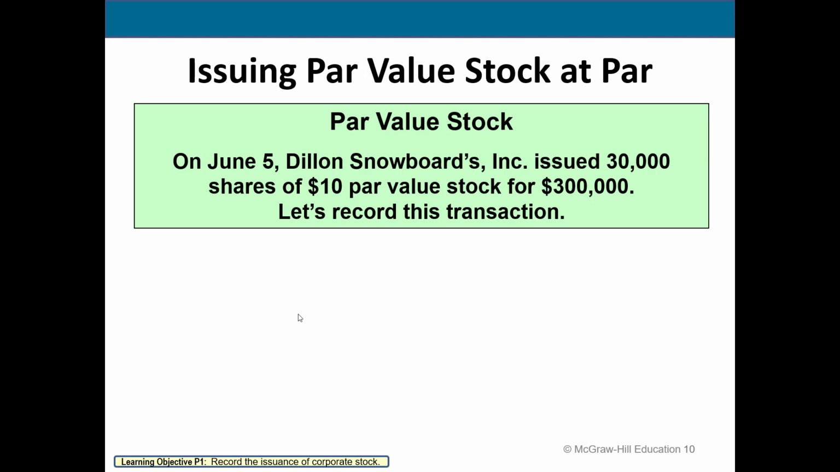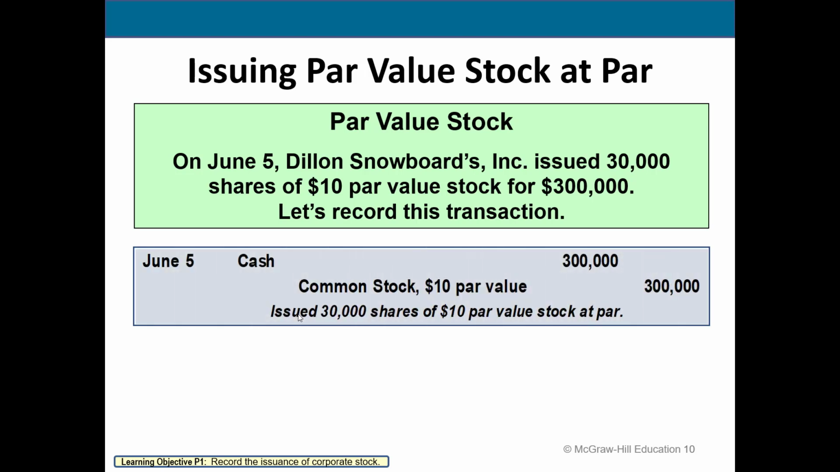So we'll look at corporate stock. This is par value stock sold at par value. So they issued 30,000 shares of $10 par value stock for $300,000. So in this example, we will debit cash and credit common stock par value for $300,000, which is the par value.